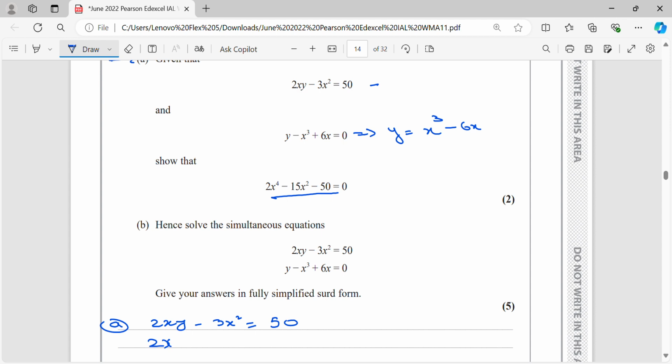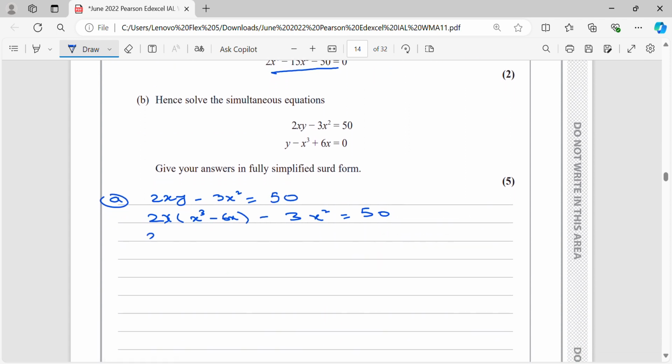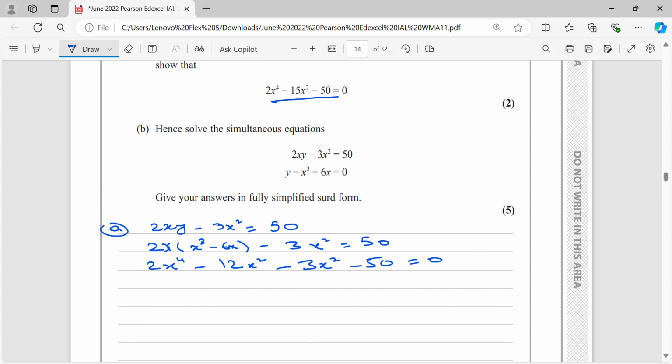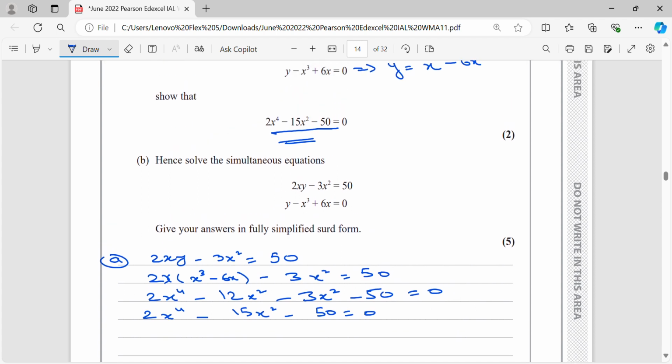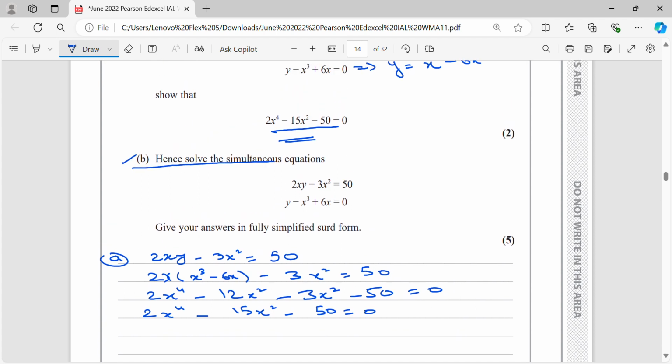So 2x into y is x cubed minus 6x, minus 3x squared equals 50. Simplified, 2x raised to power 4 minus 12x squared minus 3x squared minus 50 equals 0. Our answer should be in this form. Okay, so 2x raised to power 4 minus 15x squared minus 50 equals 0. So this is done. B part is hence solve the simultaneous equations.